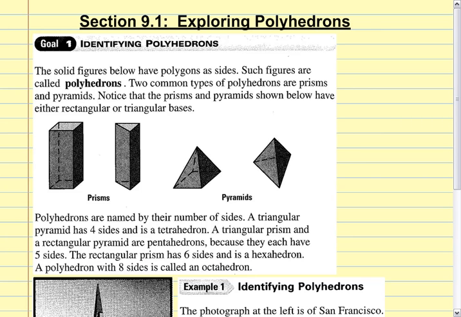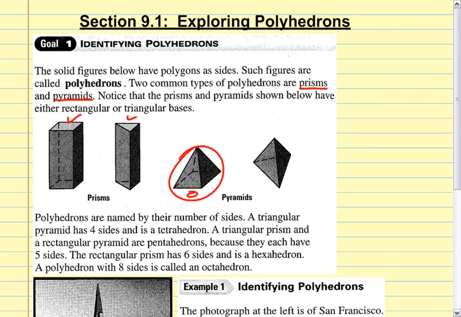Okay, folks, section 9.1, exploring polyhedrons. Polyhedrons are just like solids, like blocks that you used to play with as a kid, okay? And there are two common types of polyhedrons that we're going to talk about today. Prisms, that would be this one and this one. And pyramids, that would be these.